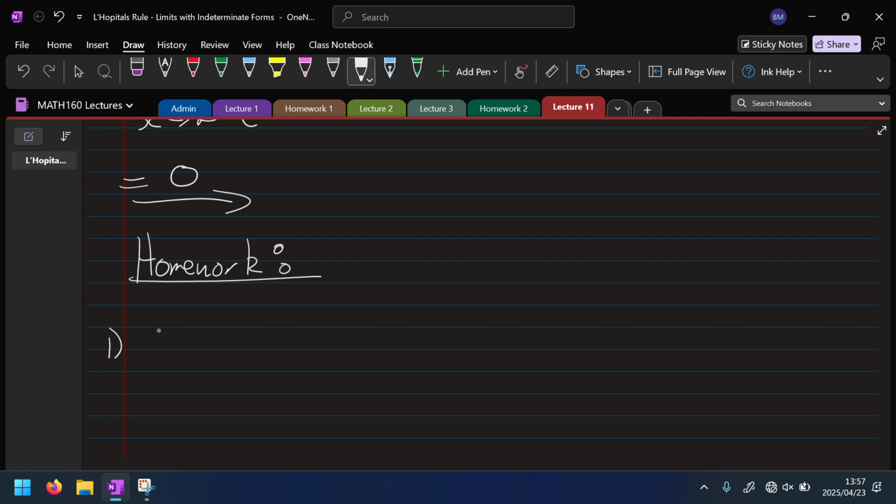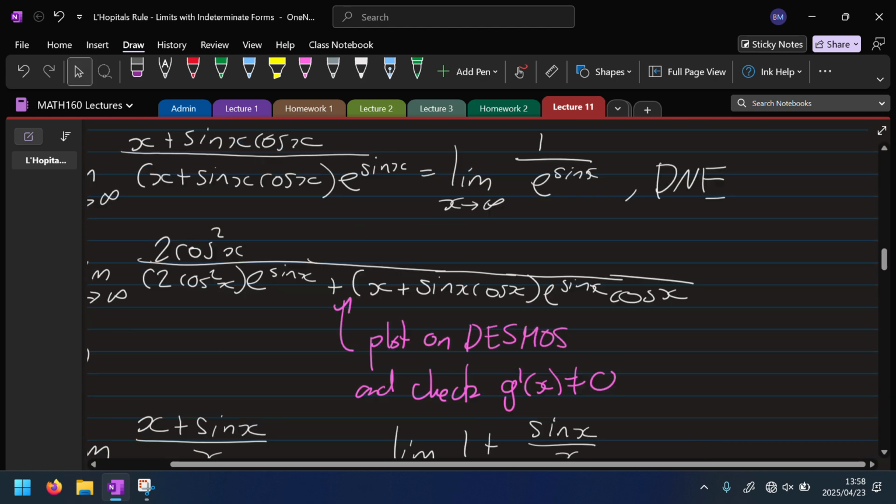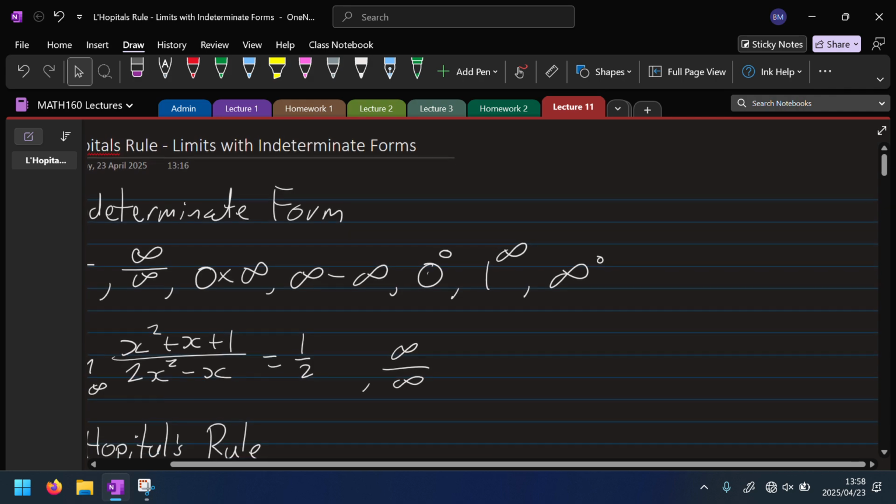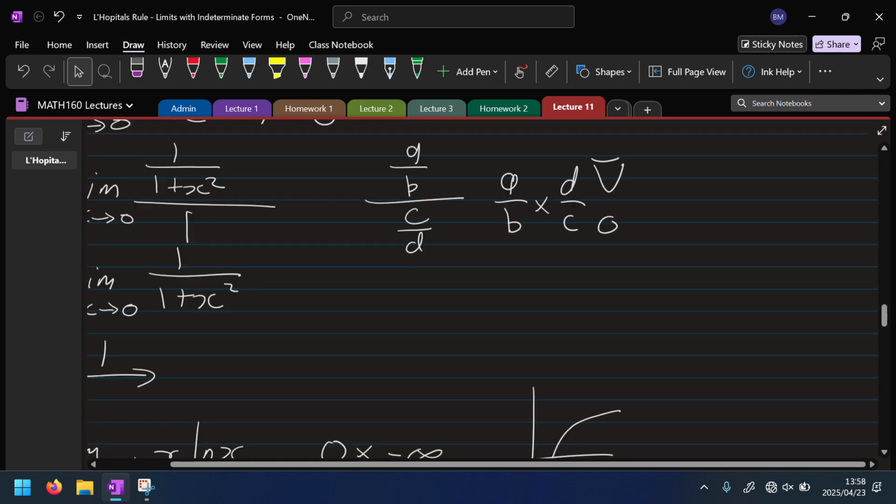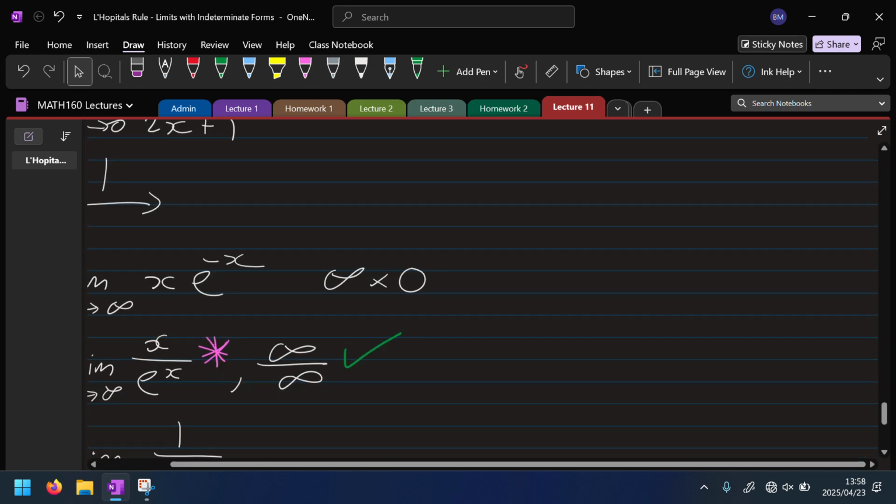Number 1, we have the limit x goes to infinity, 1 plus 1 over x to the x. So when x goes to infinity, the inside part will be 1, because the 1 over x will be 0, and the exponent will be infinity, so it will be 1 to the infinity. That's one of those indeterminate forms, the second to last one. So you can try that one for homework. And then tomorrow we'll go through all of it properly.